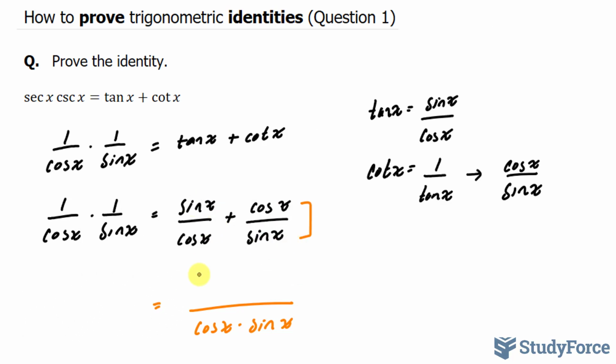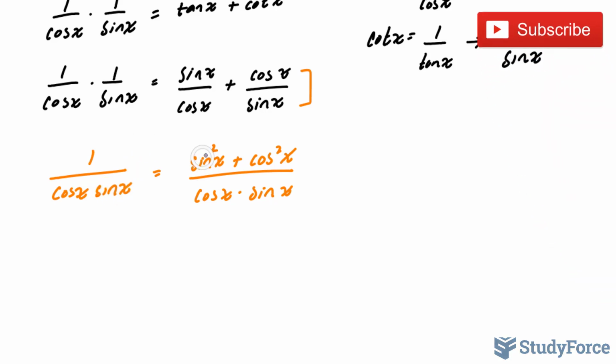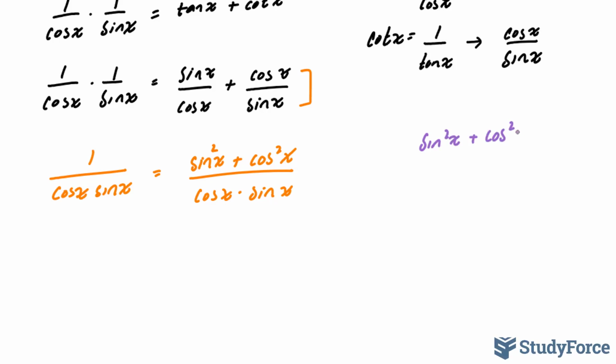multiply sine x with that, where I end up with sine squared x plus cosine squared x, while on the left side we have 1 over cosine x sine x. Now what's interesting about this is that sine squared x plus cosine squared x is equal to 1. That's a Pythagorean relation. Sine squared x plus cosine squared x is equal to 1. So we can replace this whole thing with 1.